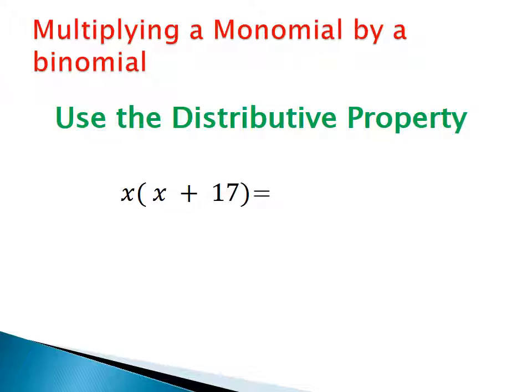Now let's multiply a monomial by a binomial. In this example, we have x times x plus 17. X in this example is a monomial and x plus 17 is a binomial. To be able to multiply these polynomials together, we need to use the distributive property. First thing I have to do is multiply x by the first term in the binomial. X times x equals x squared, and then multiply x by the 17. X times 17 is equal to 17x.